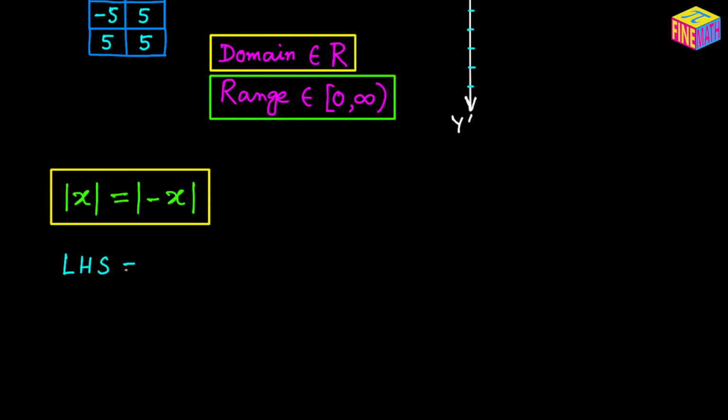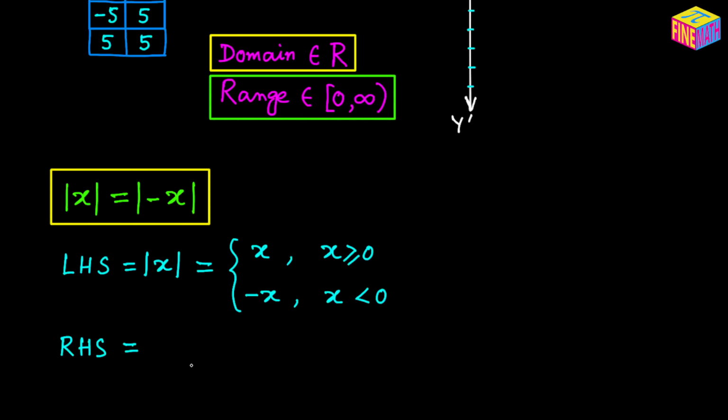Left hand side is actually modulus of x, and we can write it as positive x when x is non-negative, and negative x when x is negative. So that's the left hand side. And how about the right hand side? Well, let's see what we have on the right hand side.